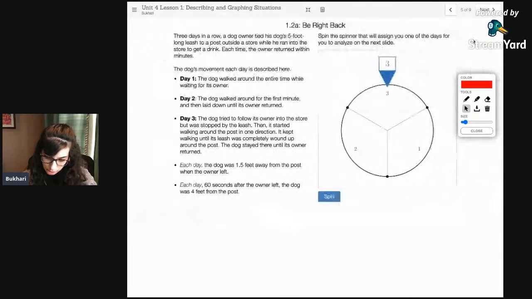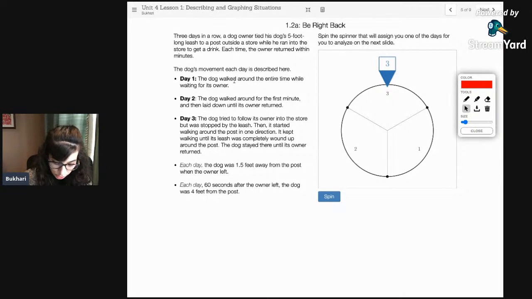And last but not least, in the second activity, now we're looking at a context of our problem. 3 days in a row, the dog's owner tied his dog's 5-foot-long leash to a post outside the store while he ran into the store to get a drink. The dog's movement each day is described here. The dog walks around the entire time while waiting for its owner. The dog walks around the first minute, then lays down until the owner returns.